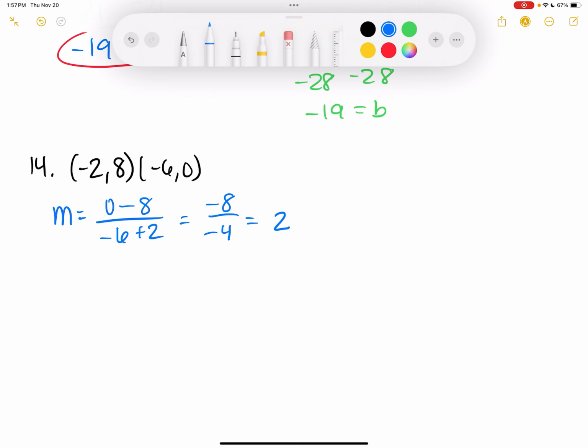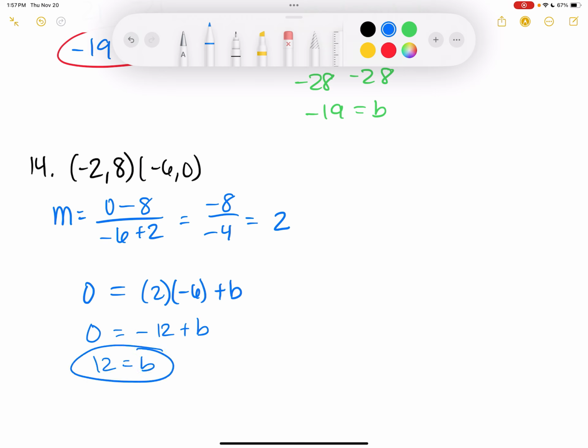Now, which point do you want to use, first one or the second one? I would choose the second one because it has a 0 in it, so that means my math's going to be easier, but up to you. So 0 equals 2 times -6 plus b. So I have 0 equals -12 plus b. Just add the 12 over. 12 equals b. And now I can write my equation of my line as what? y = 2x + 12.